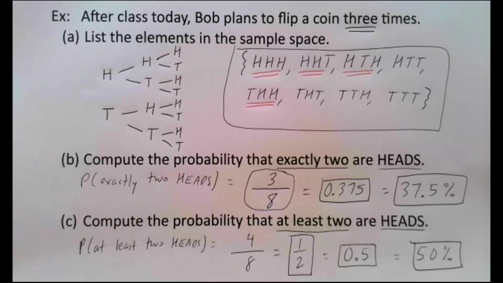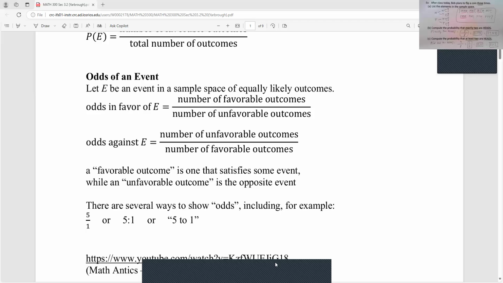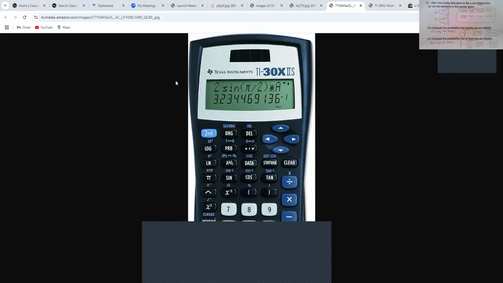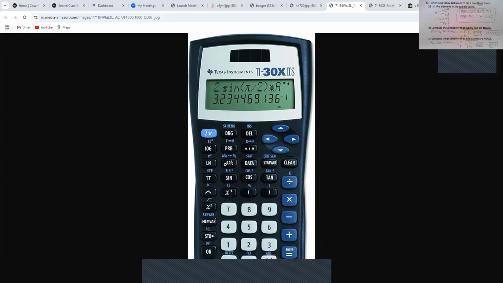So one of the more popular types of calculators that I see people have is a TI-30 something. There's different versions of it. But if you look right here, you see an ABC button. That's your fraction button. So for example, that 4/8, if you wanted your calculator to help you reduce that, you would type in 4, and then ABC, and then 8, and then enter. And it would give you back the reduced version of that fraction.